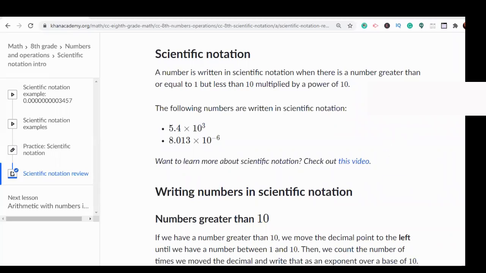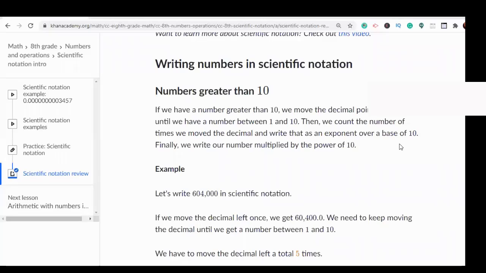As you can see here, there are a few examples of what scientific notation looks like. The following numbers are written in that format. We have 5.4 times 10 to the third, and then 8.013 times 10 to the negative 6. You will notice that the numbers in the front, the 5.4 is between 1 and 10, and so is the 8.013.